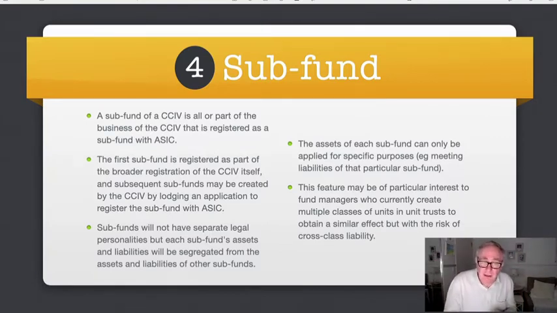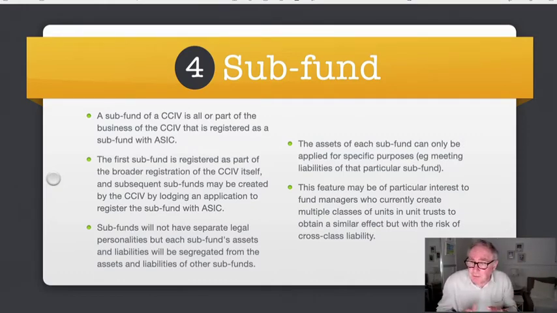Now, if we look at the sub-fund, a sub-fund of a CCIV is all or part of the business of the CCIV. It might have one sub-fund or multiple ones, and that sub-fund is registered as a fund with ASIC. Now, the first sub-fund is registered as part of the broader registration of the CCIV itself, and subsequent sub-funds may be created by the CCIV by lodging an application to register the sub-fund with ASIC. Now, sub-funds will not have separate legal personalities, but each sub-fund's assets and liabilities will be segregated from the assets and liabilities of other sub-funds.